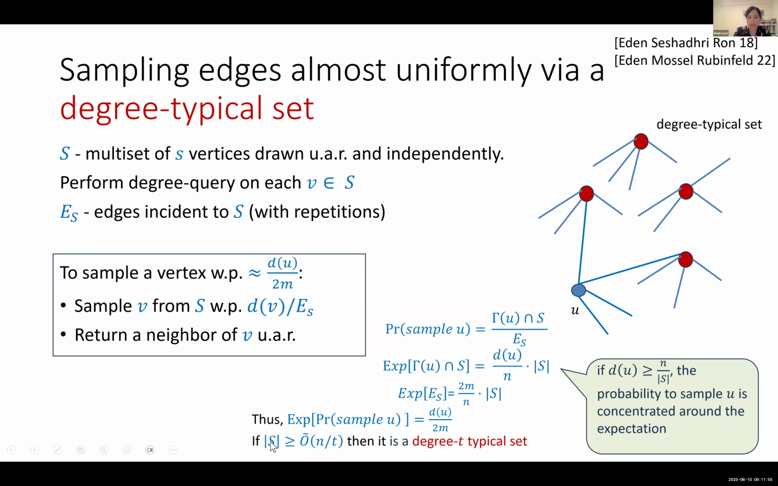Also note that if the size of S is at least O tilde of n over t, then the probability to sample u is concentrated around the expectation. Therefore, if the size of S is at least O tilde of n over t, we call it a degree t typical set, because it samples vertices with probability roughly d_u over 2m, as long as the degree of the vertex u is at least t.